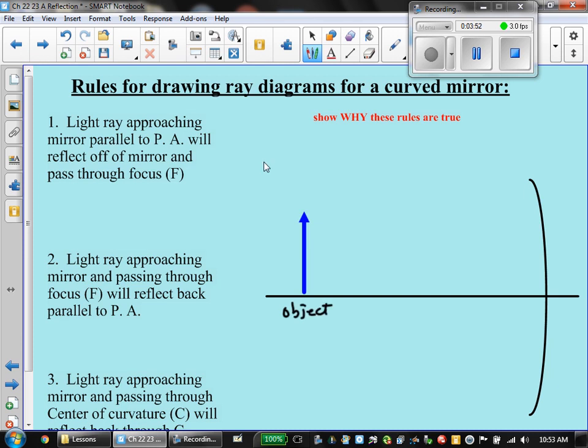What I'm going to do is that rather than taking this object, which of course is made up of thousands of individual points, or actually an infinite number of points, I'm going to take the point at the very top, and follow the rules to figure out where the image forms.